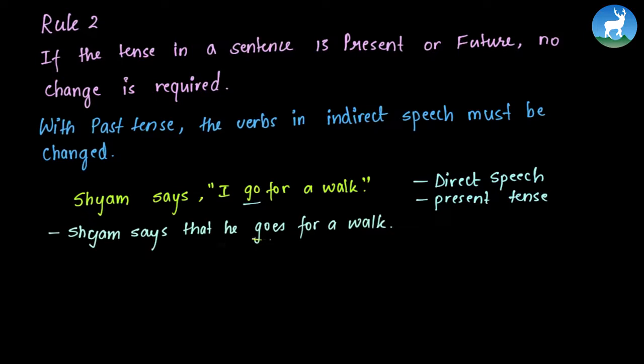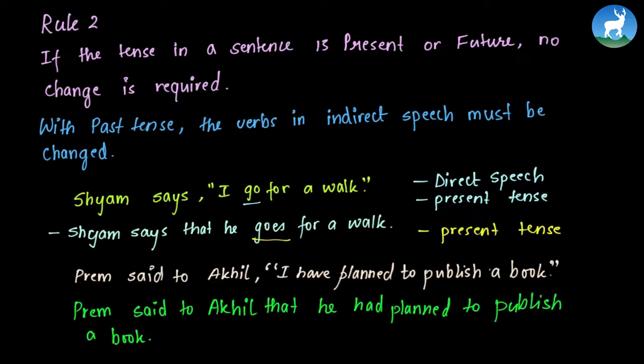Notice that the verb is still in present tense. So no change. When the sentence is in present tense, there is not required any change in the verb while we convert it into indirect speech. Now let's see another example.